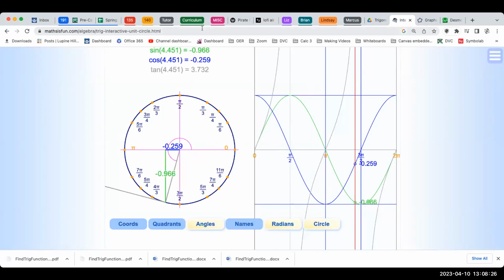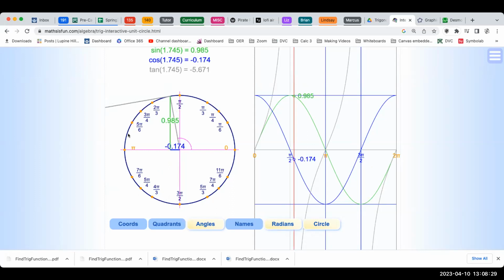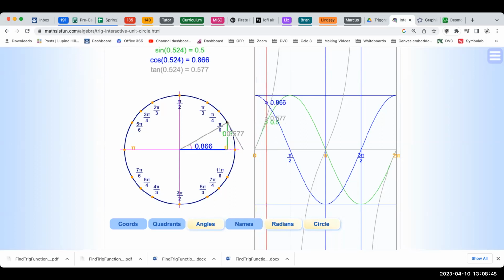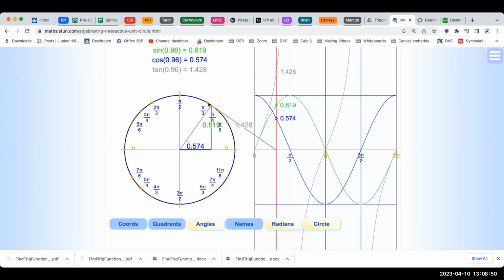Okay, so look, here's the unit circle. We're going to focus on sine. We're going to look at the Y coordinate, okay? So as I go around the unit circle at these special angles, so for example, let's say I go to pi over 3.